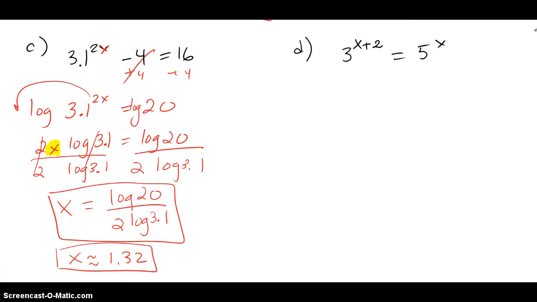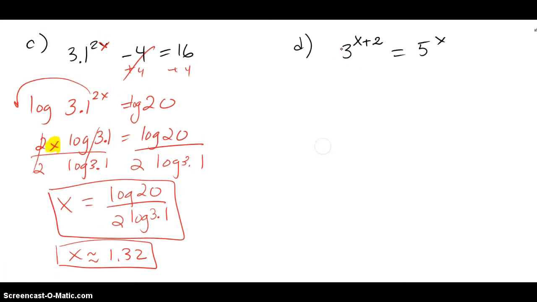Let's look at one more exponential where we can't get the same base. Again, I can't get the 3 and the 5 to be the same, and it's an exponential equation because the x's are in the exponent spots. So I just go ahead and take log of both sides. Once I do that, I have access to these exponents, so I bring them down.